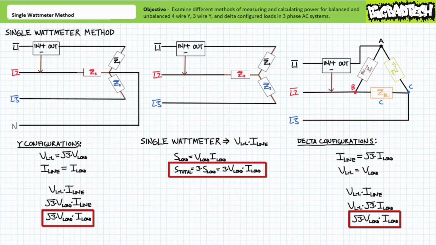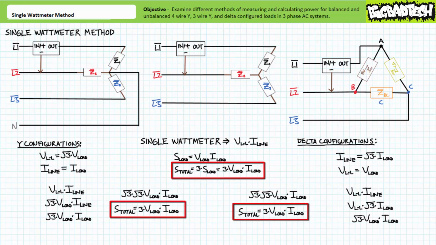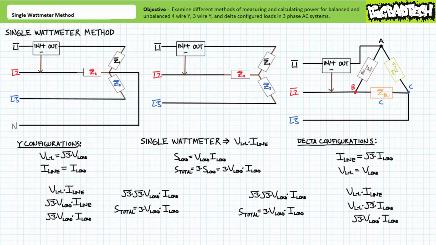Recall that total apparent power for a balanced three-phase AC system is 3 times load voltage times load current. All we need to yield a total power figure is to simply multiply the single wattmeter method's reading by square root 3. Can you dig it? Square root 3 times square root 3 is 3. Importantly, this method is valid for either balanced load configuration, Y or delta, and is external to the load and does not require invasive inspection.